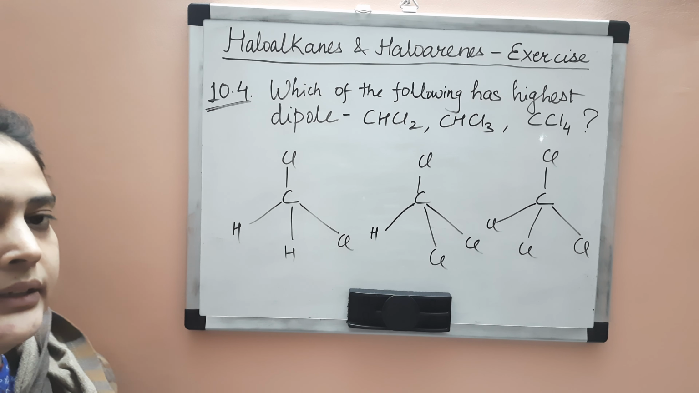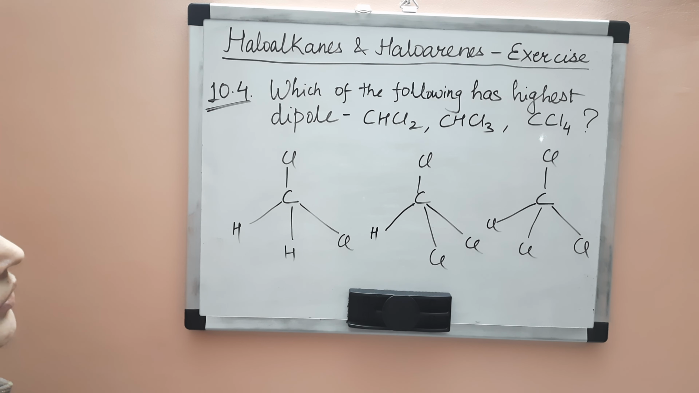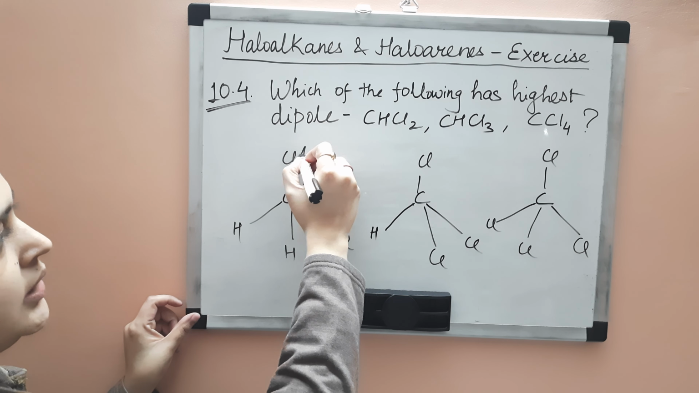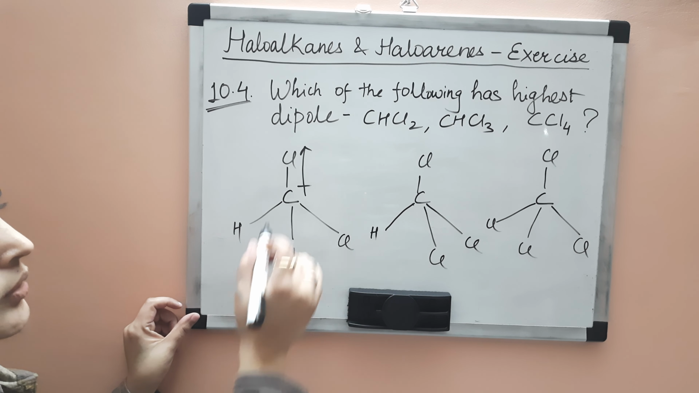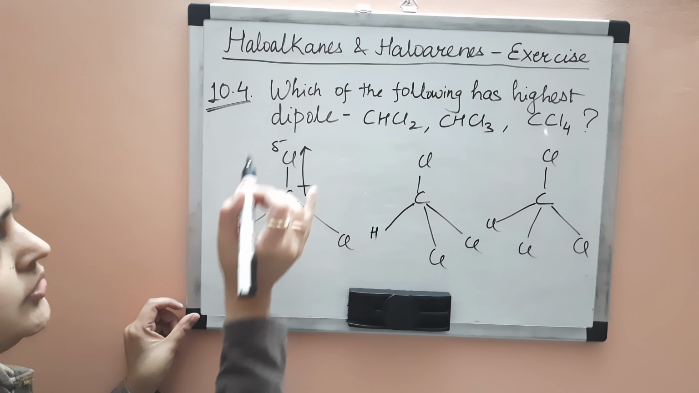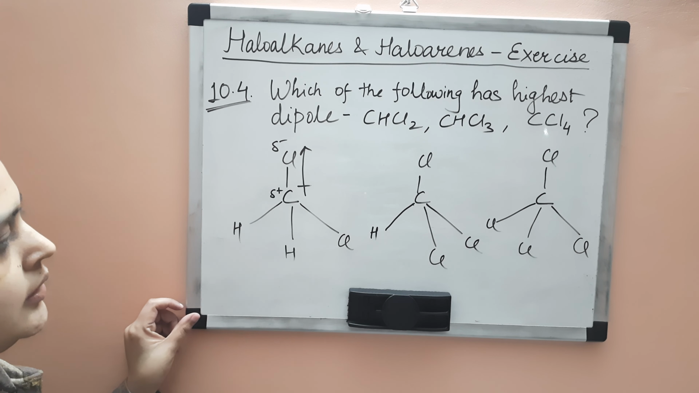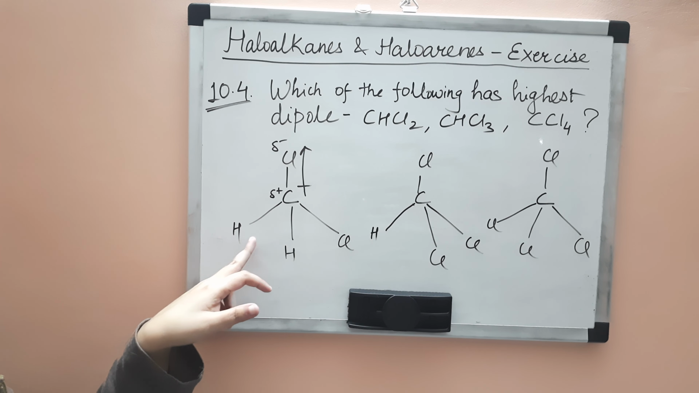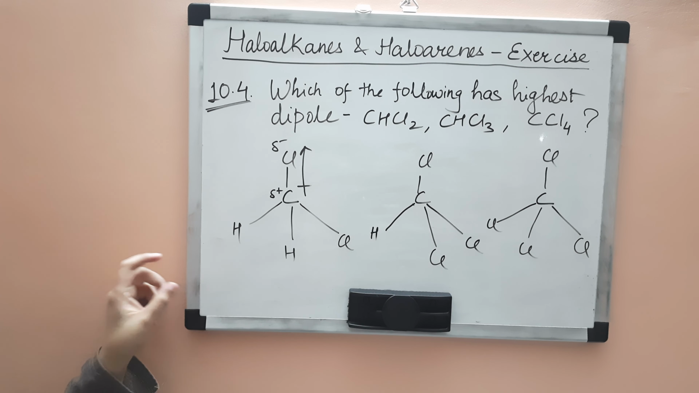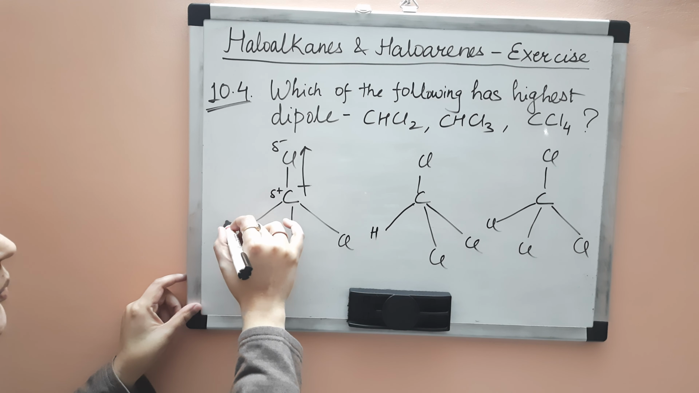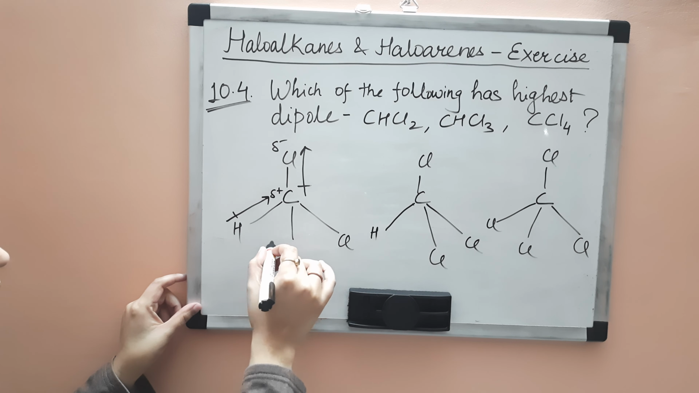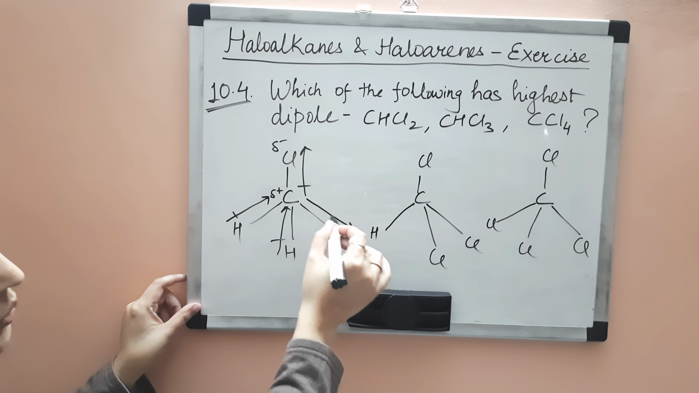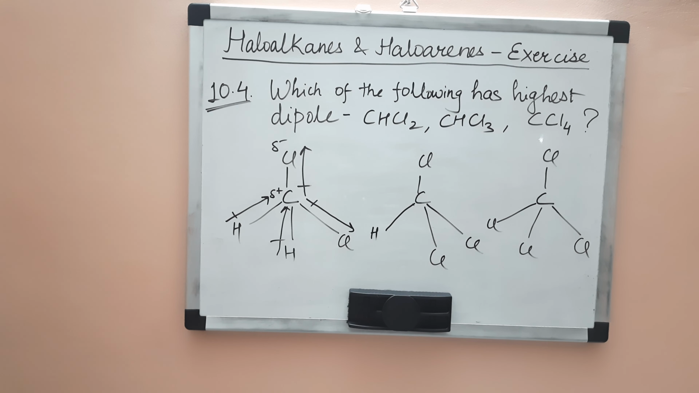As you know, the direction is from positive to negative, so it is towards chlorine here, because here there is a delta negative charge and here there is a delta positive charge, right? Between hydrogen and carbon, carbon is more electronegative compared to hydrogen, so the dipole moment direction will be towards carbon. So here also towards carbon, and here again towards chlorine, because chlorine is more electronegative than carbon, right?